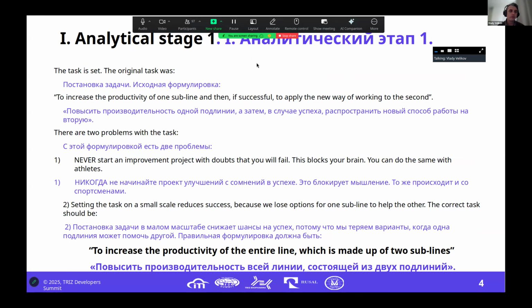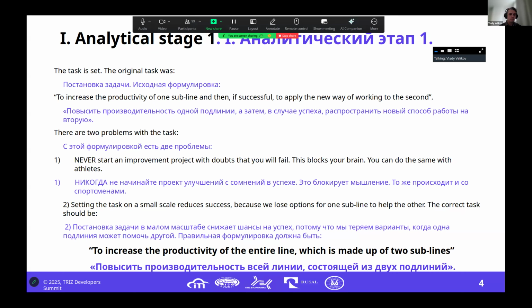Okay. So the first part, we have the analytical stage. The task was to increase the productivity of one subline, and then, if it is successful, to do a pilot project, to apply this way of working to the second line. And I said that this task has two problems. First, if you start the project with doubt that maybe this is not going to work, the risk to fail is very big.